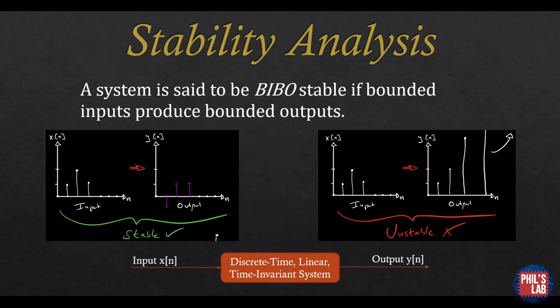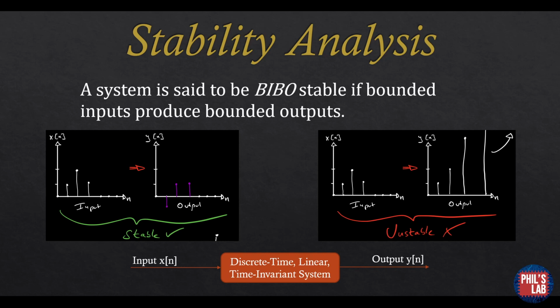A system is said to be BIBO stable if bounded inputs produce bounded outputs. And you can see that in these pictures here. Again, we have an input x of n going through our discrete time linear time invariant system and producing an output y of n. For example, if our input is something like this, we have discrete samples, and we pass this as an input and it goes to 0. If the system is stable, we expect that our output also settles at some value, for example, 0. And this means we have a stable system, and the question is how to analyze that.